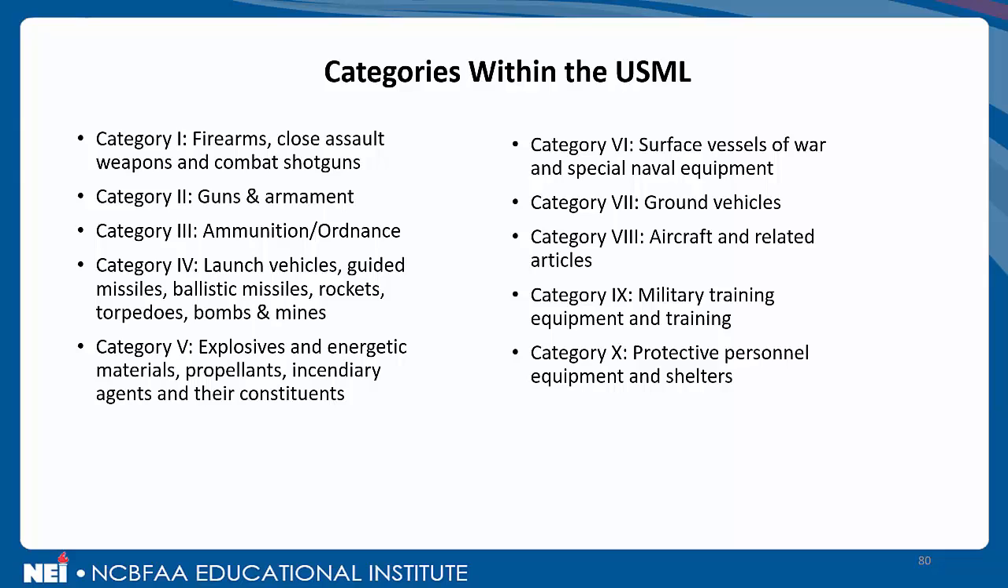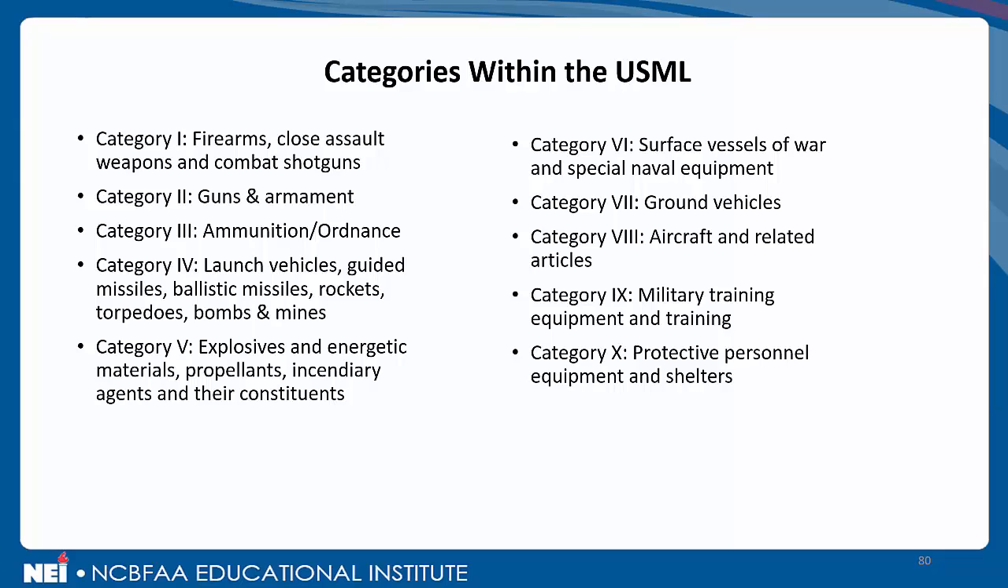So there are indeed 21 categories within the USML, and we're going to run through each one of them in the spirit of being thorough. So let's begin on the upper left-hand side, and we'll get through them in due course. Category 1, firearms, close assault weapons, and combat shotguns. Category 2, guns and armament. Category 3, ammunition and ordnance. Category 4, a little bit different, but launch vehicles, guided missiles, ballistic missiles, rockets, torpedoes, bombs, and mines.